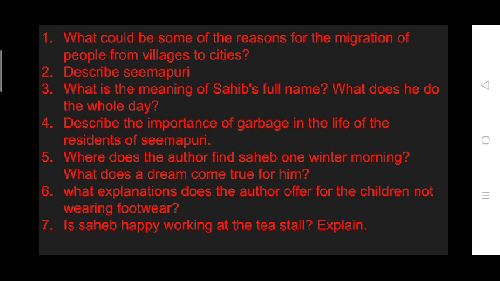Describe Simapuri. So you have to describe Simapuri, the condition they live in, the kind of houses they live in, the kind of work they do there. Now, third question, what is the meaning of Sahib's full name? What does he do the whole day?